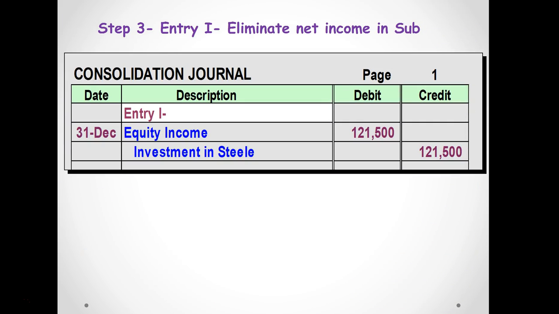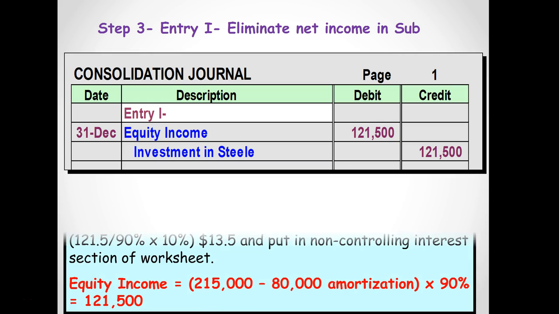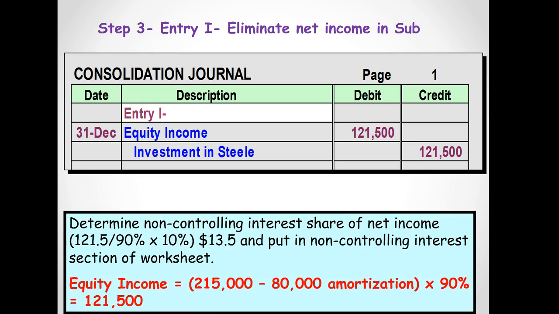Now we're going to eliminate the net income of the sub. Now in this case, we have to remember that we're only going to journalize our 90% because that's all that's been recorded as an adjustment to the investment account. And this is where we're going to use that new column called non-controlling interest, because that's where we're going to put the 13.5, which is assigned to the non-controlling interest.